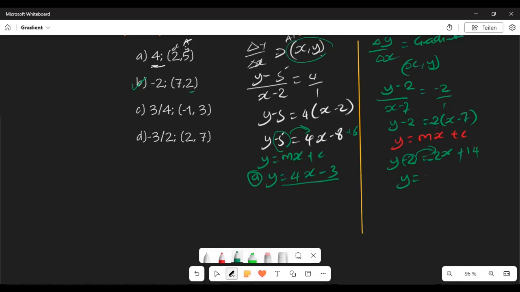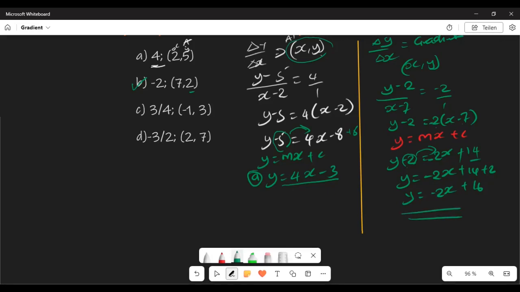And then after doing that calculation, this minus 2 should go to the other side to give us positive. So we're going to have here still minus 2x plus 14 plus 2. So finally, we're going to have y equals minus 2x plus 16. That's going to be our equation of the line for B.